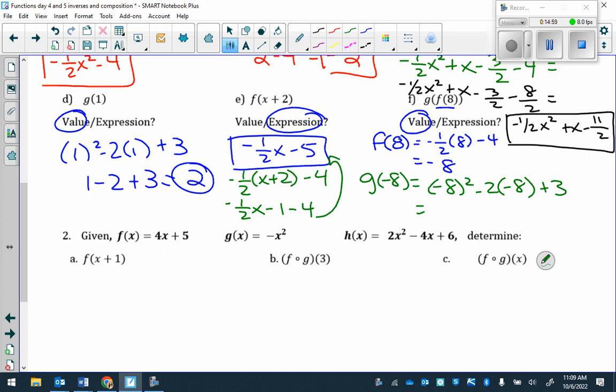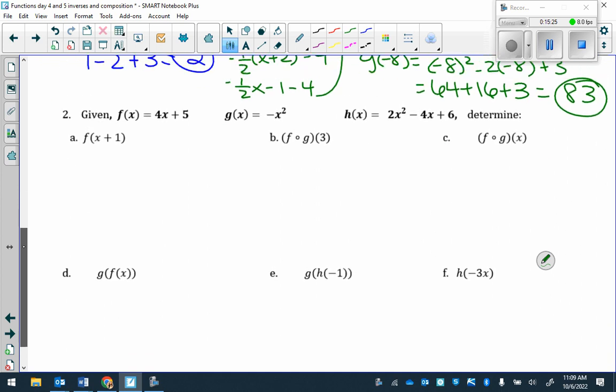So for F, what is our answer? 83? Yes, no, maybe so? Okay. We have 64 plus 16 plus 3, okay, in order to get 83, which is correct. Okay? All right. So now we have a few more examples.